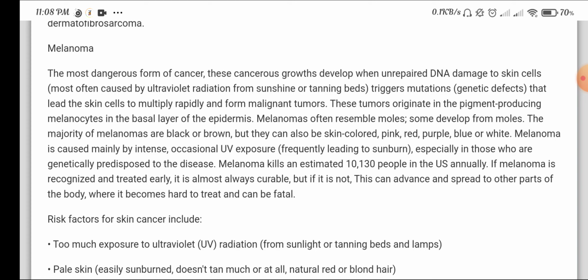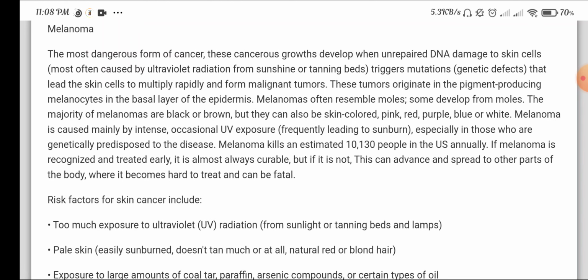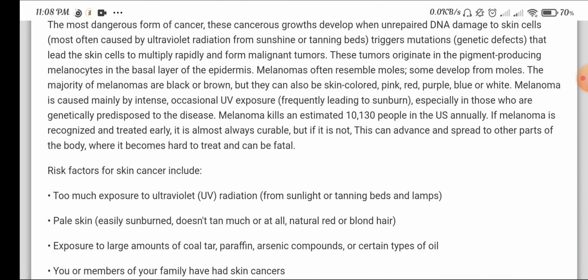If melanoma is recognized and treated early, it is almost always curable, but if it is not, it can advance and spread to other parts of the body, where it becomes hard to treat and can be fatal.